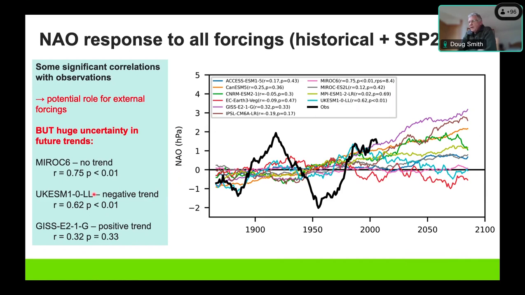But if you look at the future, then you know the trends are very different in these different models. So MIROC has pretty much no trend, that's the pink line. UKESM has a negative trend, and GISS-E2-1-G has a positive trend. So clearly these models can't all be right. And we need to do something about that basically.